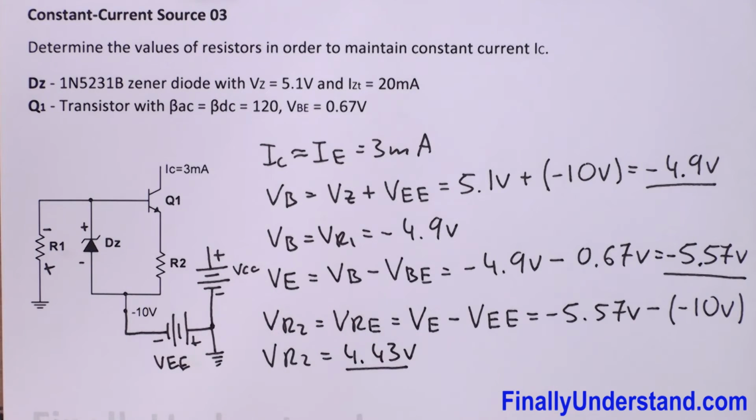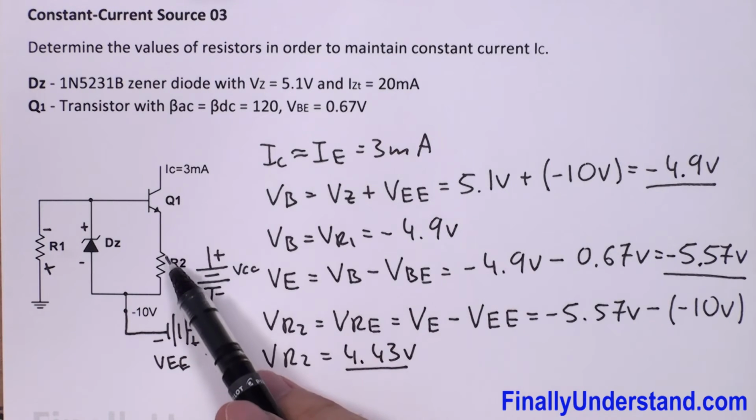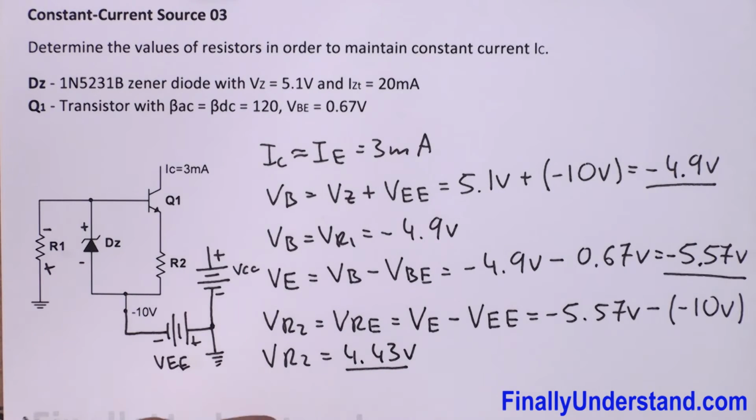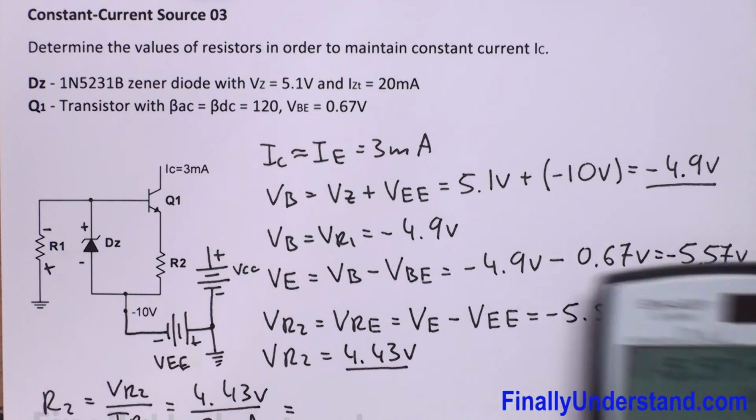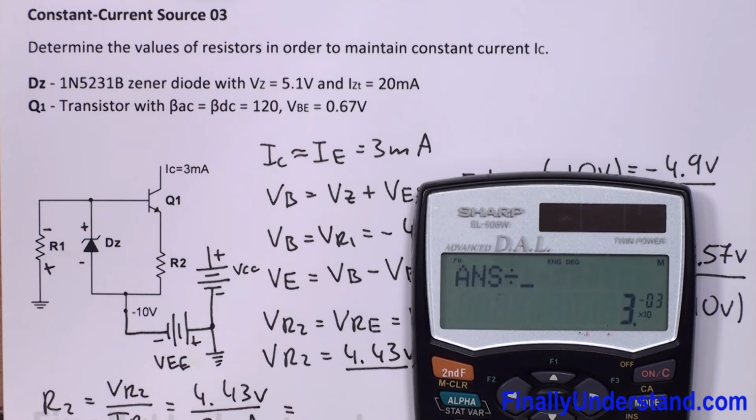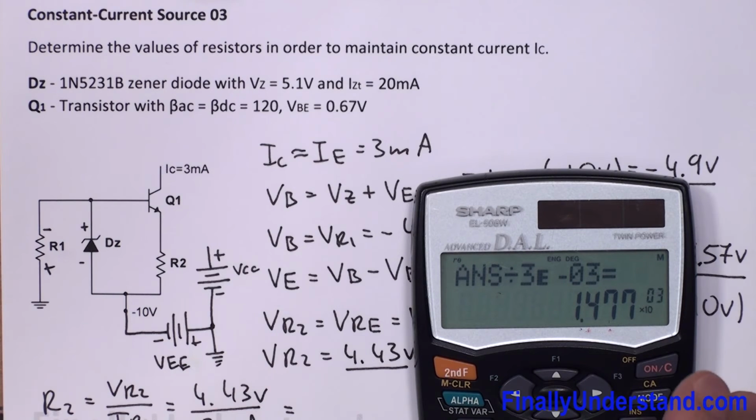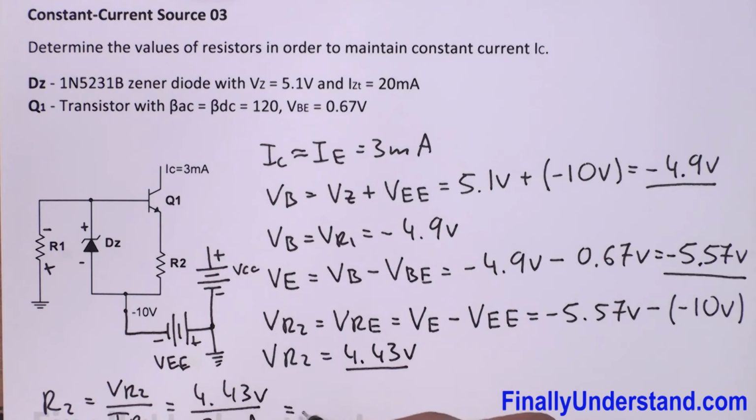This is the voltage across resistor R2. So please notice that we already have the voltage across resistor R2. We have the current which will go through resistor R2, because we said that the current through resistor R2 is going to be equal to 3 milliamps. I can find the resistance. So R2 is equal to VR2 over IR2. VR2 is equal to 4.43 volts divided by IR2, which is equal to 3 milliamps, or 3 times 10 to the negative 3. This is equal to 1.47 kilo ohms.